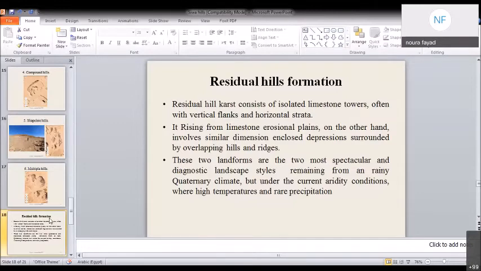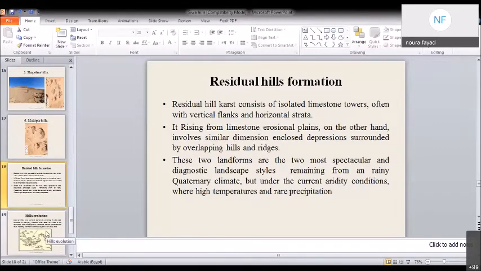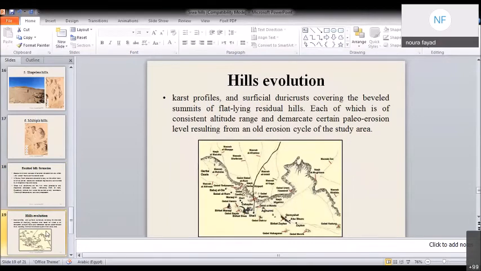We can't find new hills here because Siwa before had a lot of water, but now it's mostly arid, so we can't find new hills now. Hills evolution: karst profiles covered the area, with flat-lying residual hills, each one within a consistent altitude range, demarcating a below-erosion level resulting from the old erosion cycle of the study area.